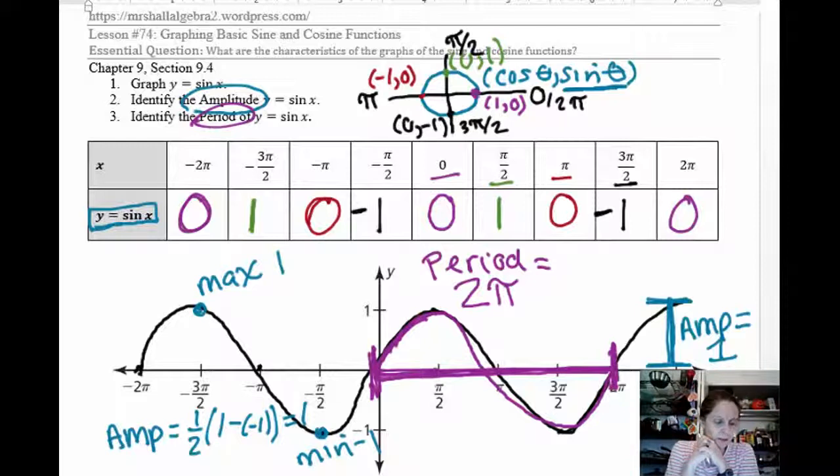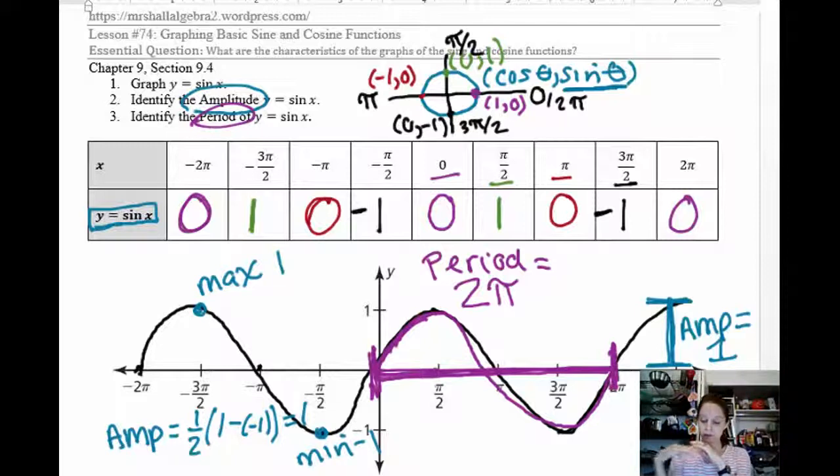And then the final bullet point is that the x-intercepts for y equals sine of x occur when x is 0, plus or minus pi, plus or minus 2 pi, plus or minus 3 pi, on and on forever.